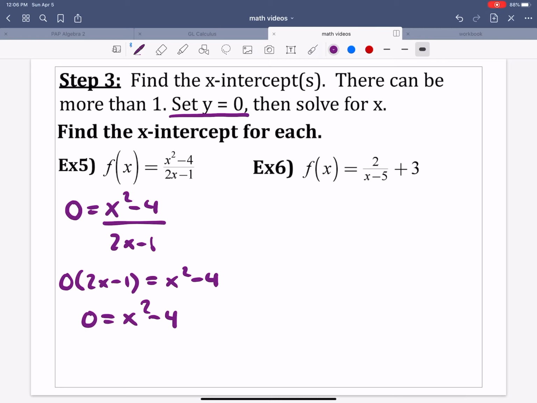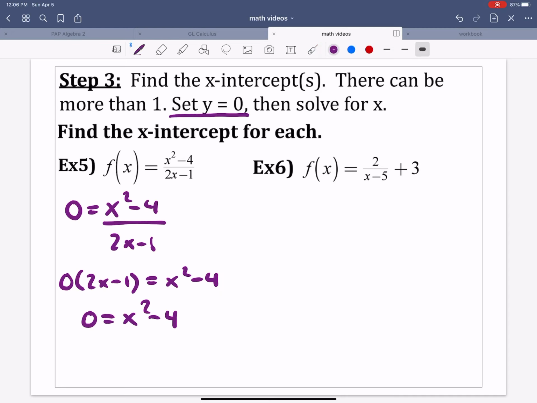Now listen very, very carefully to what I'm about to say. This is kind of like a cheat code. If your function is one fraction, meaning one numerator, one denominator, nothing over here, you can find the x-intercepts by simply setting the numerator equal to 0. Again, listen very carefully. If it's just one fraction, meaning nothing plus or minus out here, one numerator, one denominator, you can skip straight to this step and set the numerator equal to 0 because it'll always work out that way.